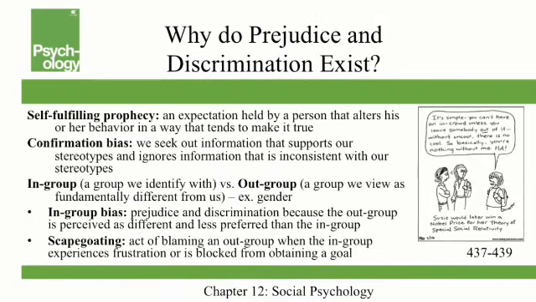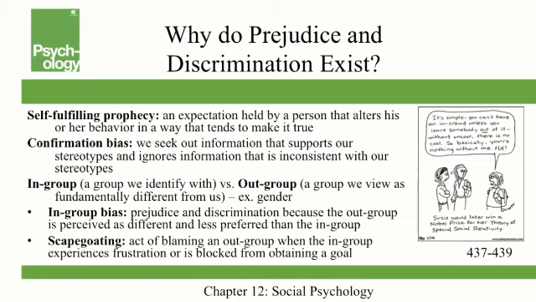So you may ask, why do prejudice and discrimination exist? Well, it could be learned from parents, friends, the media. We might have a self-fulfilling prophecy, which is an expectation held by a person that alters his or her behavior in a way that tends to make it true. So if your expectations of how students will do in a class, that can become a self-fulfilling prophecy. Confirmation bias says that we seek out information that supports our stereotypes and ignores information that's inconsistent with our stereotypes.